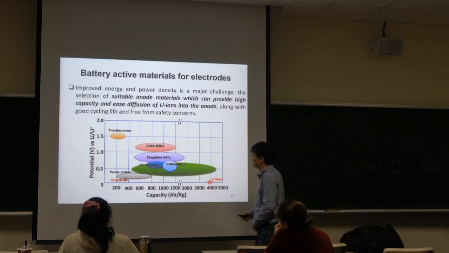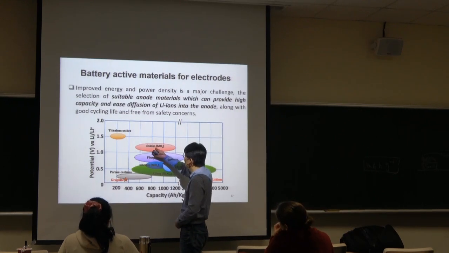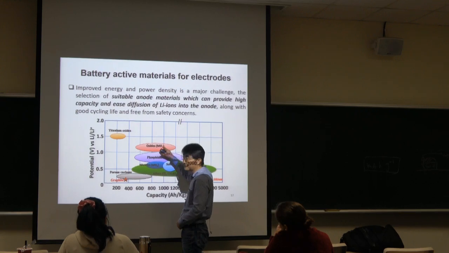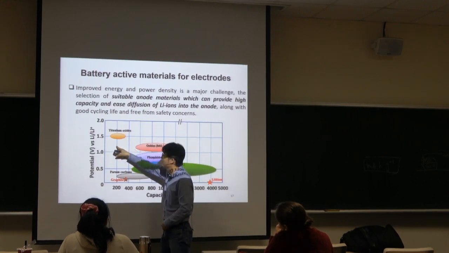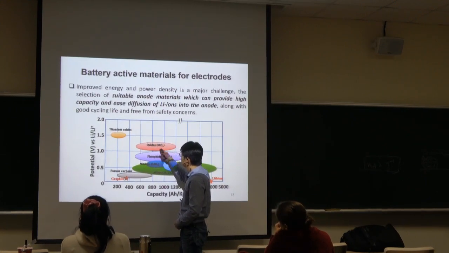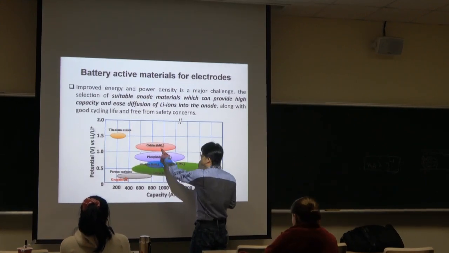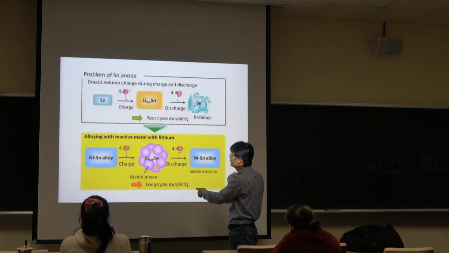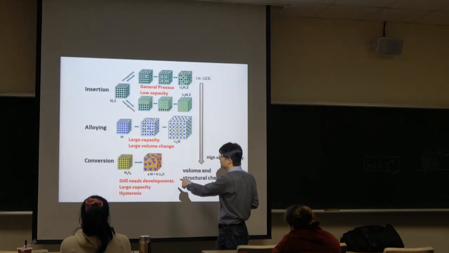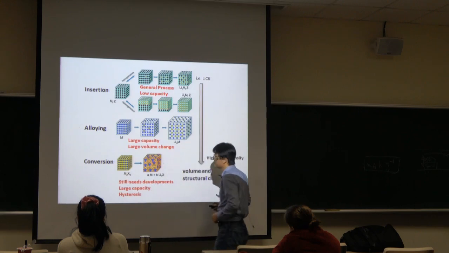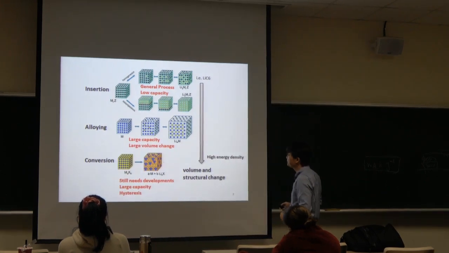And there are some metal oxides, transition metal oxides, which work by conversion. M is the metal and O is the oxide. The metal oxide is right in this position. Those use the conversion mechanism.